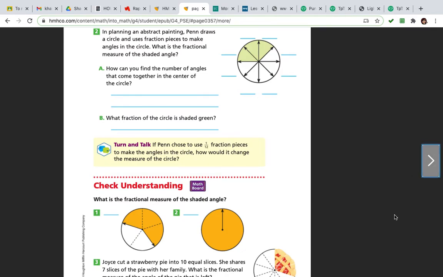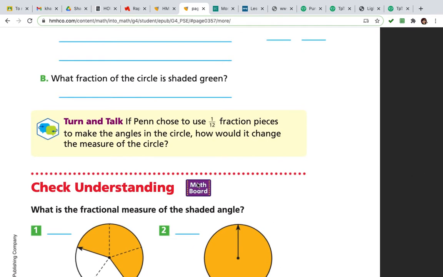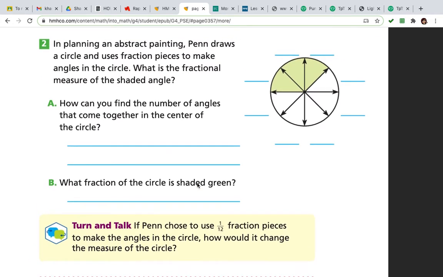So let's look at the top of page 337. Question number 2. In planning an abstract painting, Penn draws a circle and uses fraction pieces to make angles in the circle. What is the fractional measure of the shaded angle? And this is really easy for us. We've been doing this for years. So you would count how many pieces are shaded out of the whole.